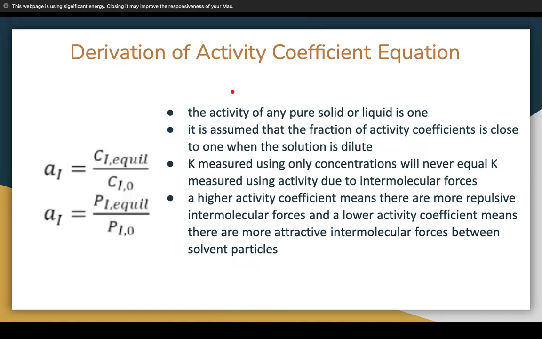So the derivation of the activity coefficient equation. First and foremost, the activity of any pure solid or liquid is 1. And that is because the concentration of a pure solid or liquid at equilibrium is equal to its concentration at a standard state. And as you see here, that is how you calculate activity. Same thing for partial pressures, as I said before.